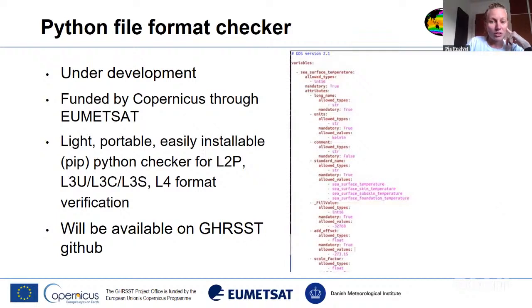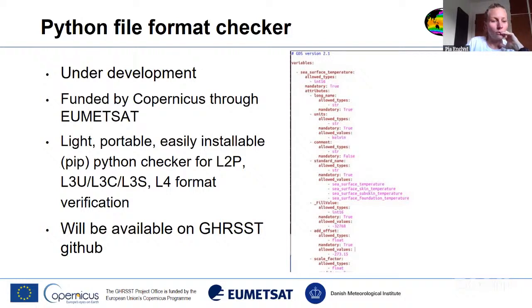As a producer, it can be very difficult to check that you're actually meeting the GHRSST requirements, and therefore there have been several requests for a file format checker. This is currently under development, funded by the Copernicus through EUMETSAT. It will be a light, portable, easily installable pip Python checker that is going to work for level 2, level 3, and level 4 format verifications. It will be available on the GHRSST GitHub.